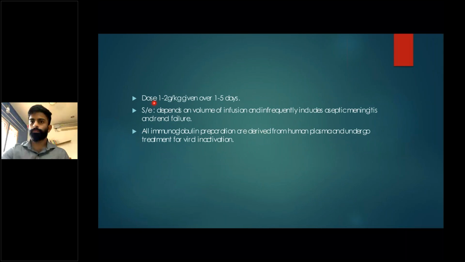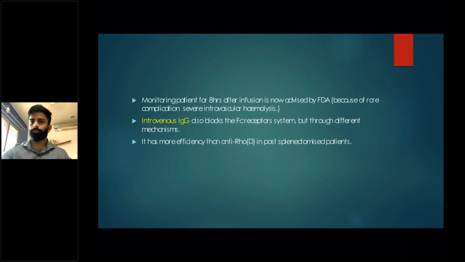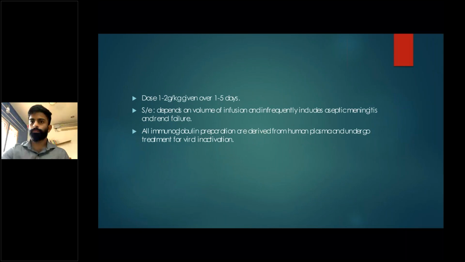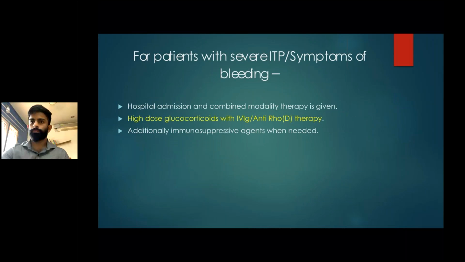The dose is 1 to 2 g per kg given over 1 to 5 days. This applies to anti-D or intravenous IgG. The side effects depend on the volume of infusion and frequently include aseptic meningitis and renal failure. These are the drastic complications of this particular therapy. All immunoglobulin preparations are derived from human plasma and undergo treatment for viral inactivation to make sure that you're not transmitting any viruses through this immunoglobulin therapy.